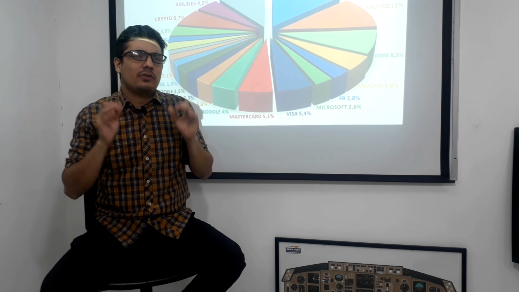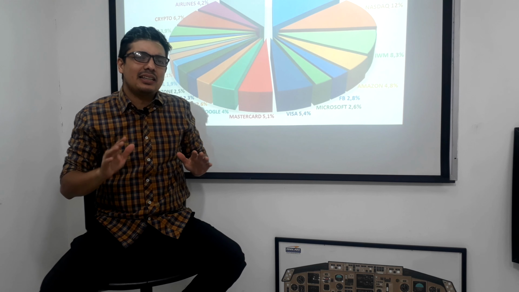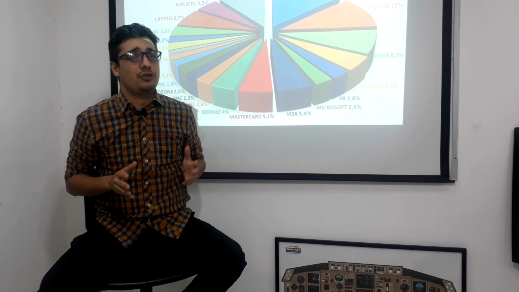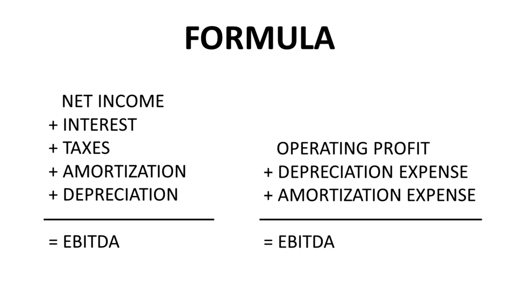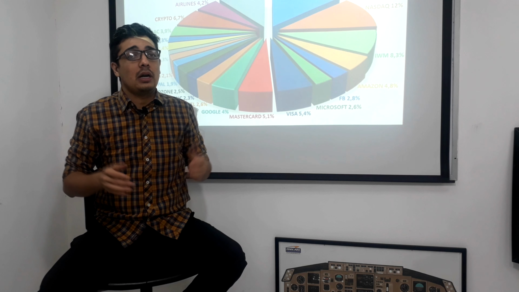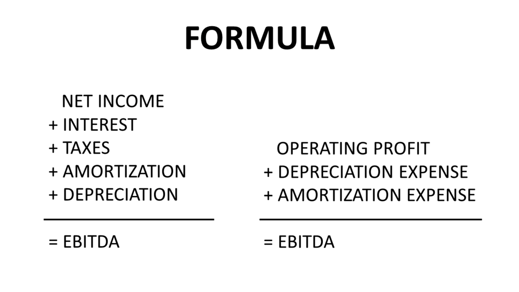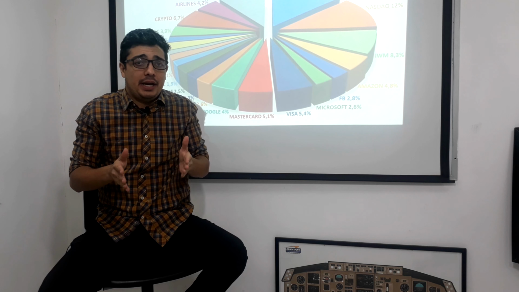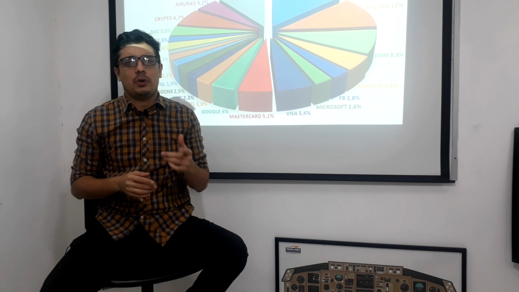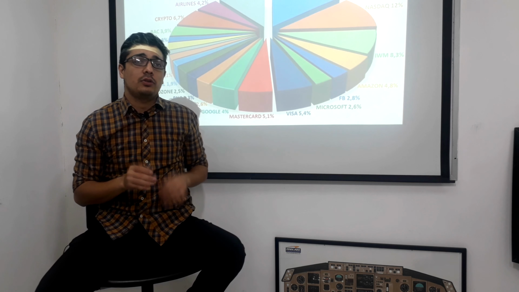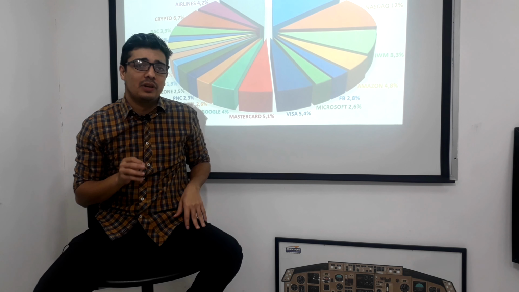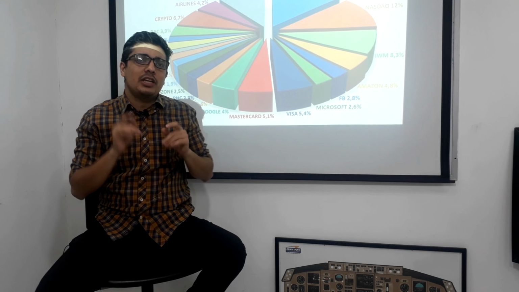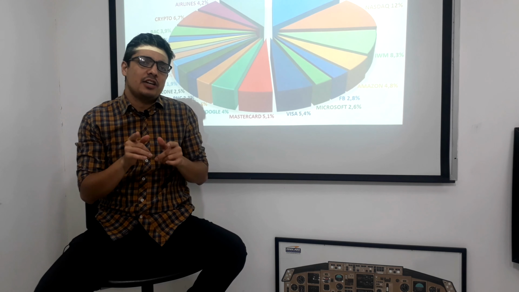EBITDA is calculated in a straightforward manner with information that is easily found on a company's income statement and balance sheet. EBITDA equals net income plus interest plus taxes plus depreciation plus amortization, or EBITDA equals operating profit plus depreciation expense plus amortization expense. So in a few words, EBITDA is a measure of profitability. While there are no legal requirements for companies to disclose their EBITDA according to the US Generally Accepted Accounting Principles, it can be worked out and reported using the information found in a company's financial statements.